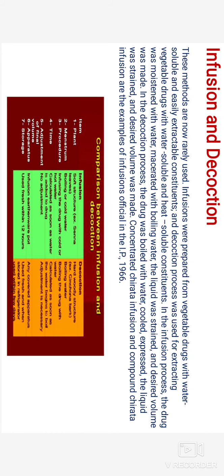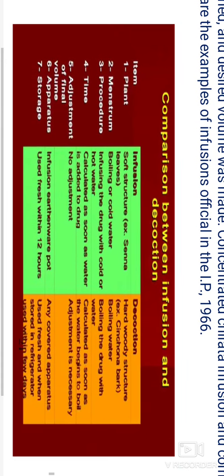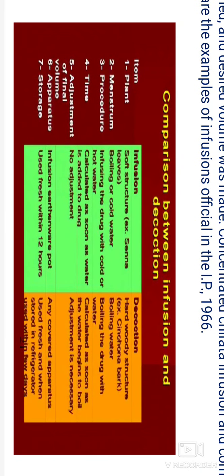So, comparison between infusion and decoction, you can see in this image. First, plant: soft structure, example is Senna leaves. Then menstruum used for infusion: boiling and cold water. Then procedure: infusing the drug with cold or hot water. Then time is calculated as soon as water is added to the drug. Then adjustment of final volume: no adjustment of final volume. Then apparatus used for infusion. Then storage: used fresh within 12 hours.